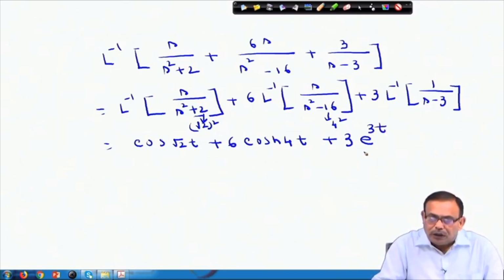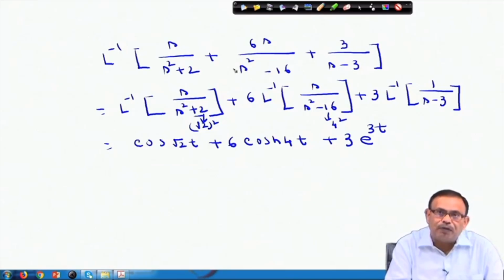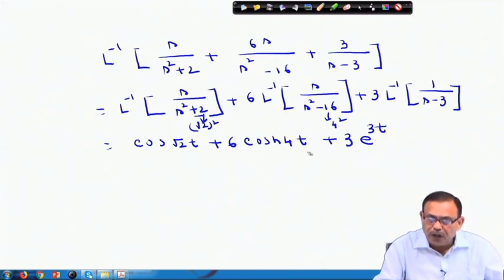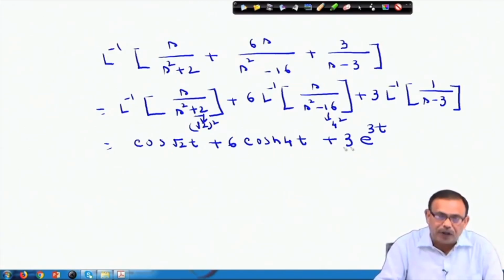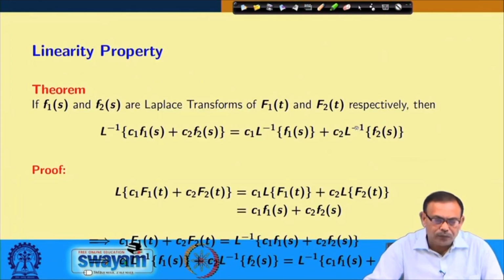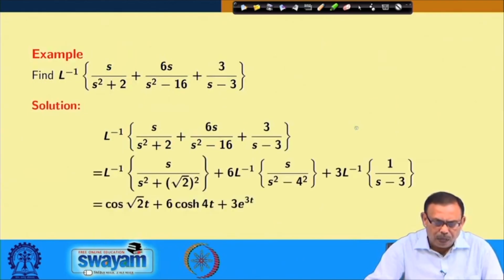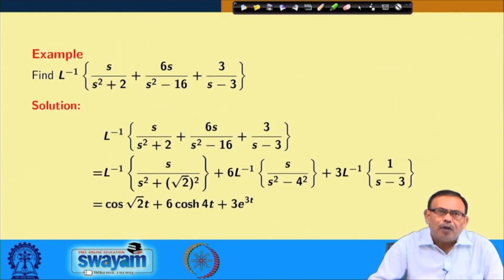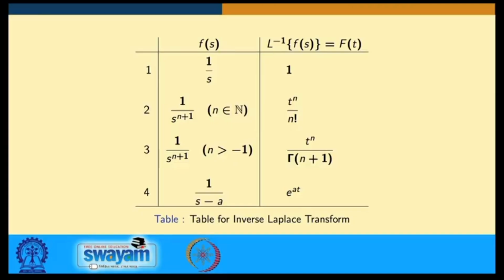Like this way, once I know the Laplace transform of a function, using the inverse Laplace transform I can tell what the corresponding function is, and using the linearity property, effectively we are finding this particular function. So you are just getting this value: cos of root 2 t, plus 6 cos hyperbolic 4t, plus 3 e power 3t.